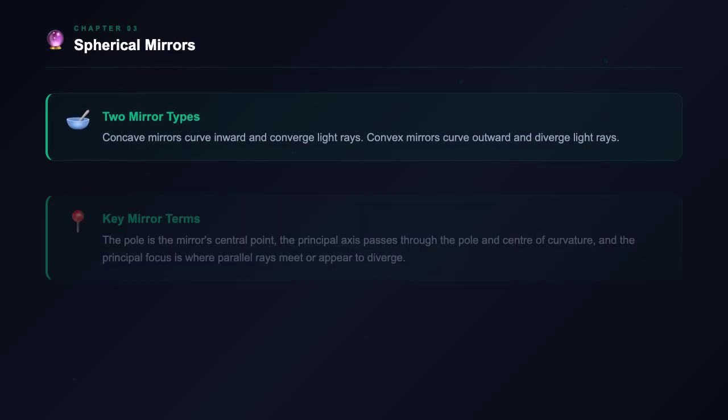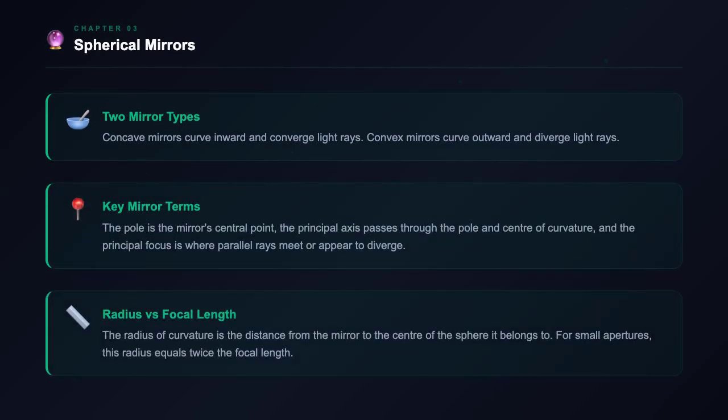A spherical mirror is shaped like part of a sphere. There are two main types: concave and convex. A concave mirror curves inward and converges light rays. A convex mirror curves outward and diverges light rays.